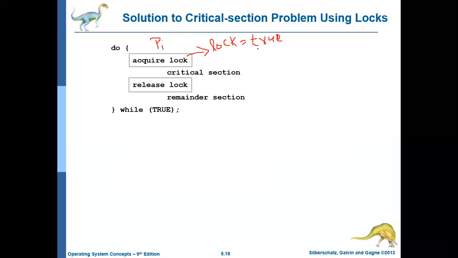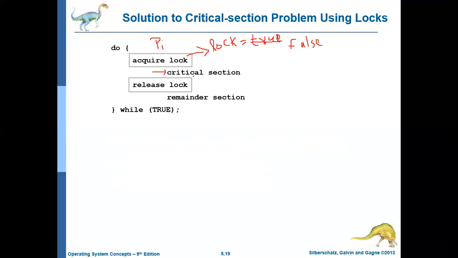At one point of time, lock becomes false. If lock is false, it means that currently nobody else is in the critical section. Then this process Pi will enter into the critical section. The moment it enters into the critical section, it will make lock equal to true, because somebody else should not enter.